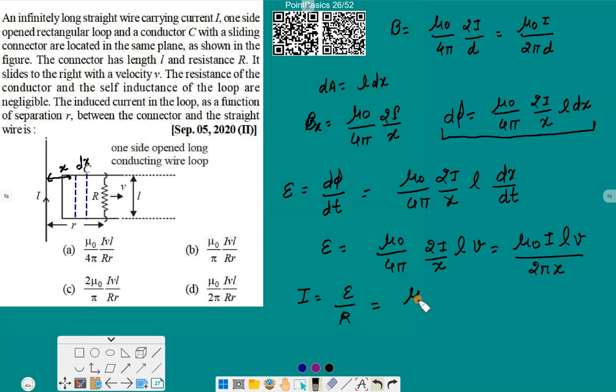So that will be mu naught I L V by 2 pi capital R. That capital R is the resistance, and x is the distance from the wire. So the best answer, I think, is this one, mu naught by 2 pi ILV by R. So option D will be the right answer here. Now let's move to the next one.